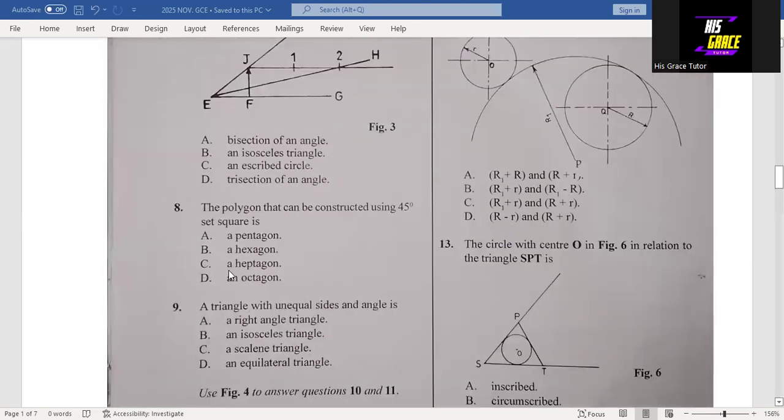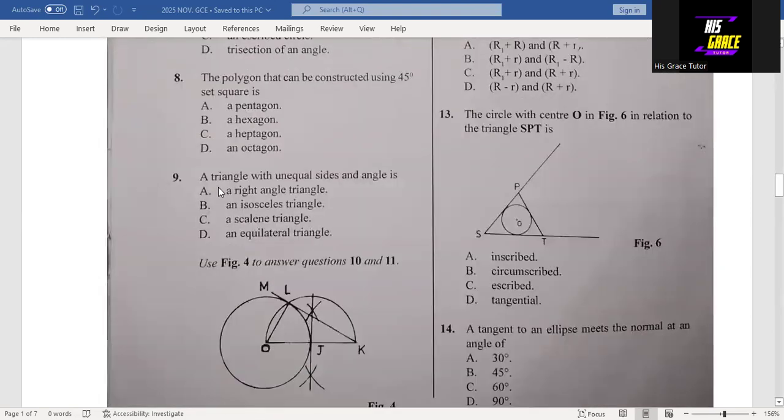Then question 8, the polygon that can be constructed using a 45 degrees set square is an octagon. That is option D, the answer to question 8. Then question 9, a triangle with unequal sides and angles is a scalene triangle. That is option C, the answer to question 9.